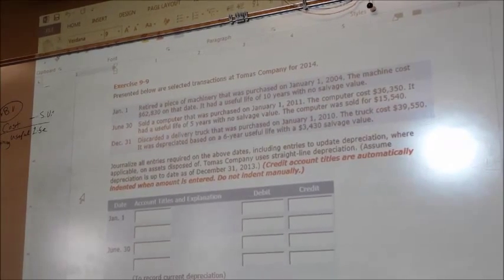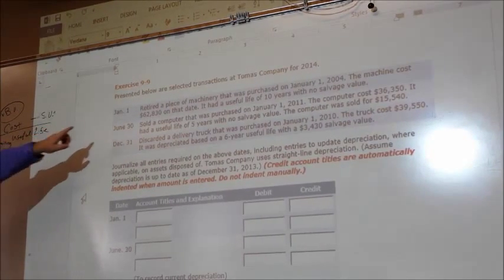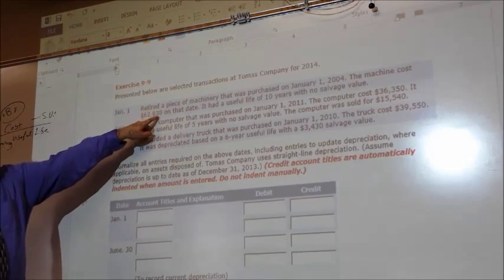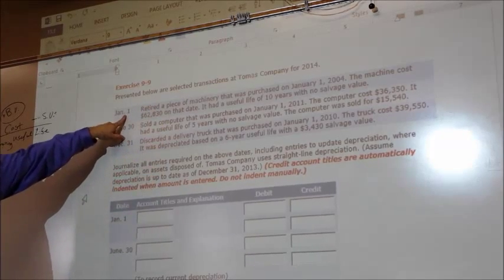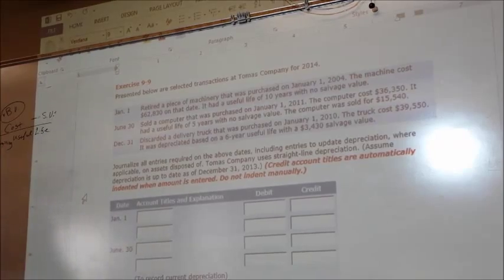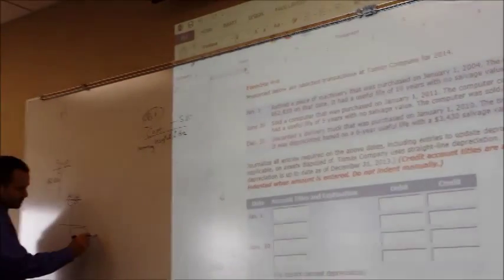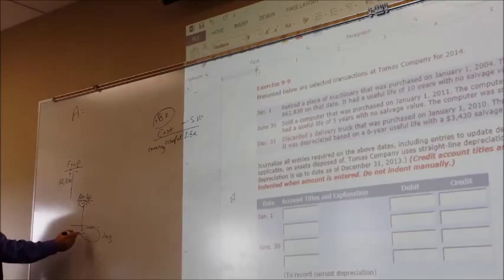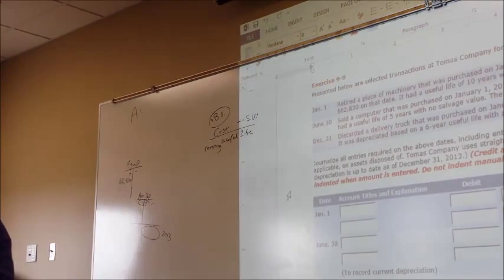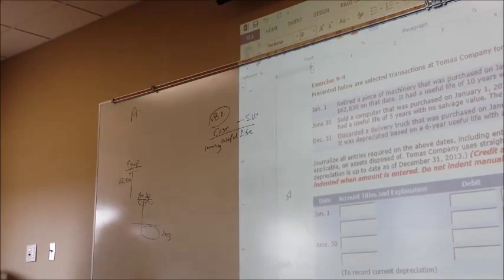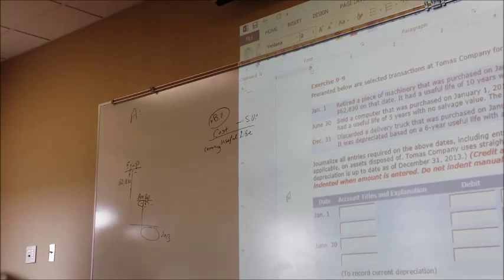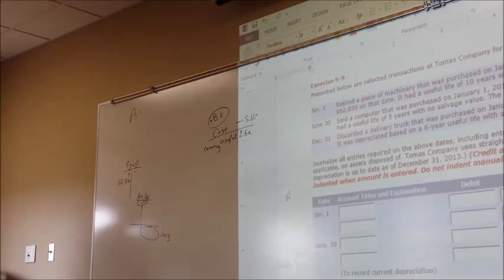Well, at the end of 2013, it wasn't retired yet. It was retired the next day, because we're on January 1 of 2014. So at the end of 2013, what balance would I have had in my accumulated depreciation? 6283. Well, how much? 62,830.